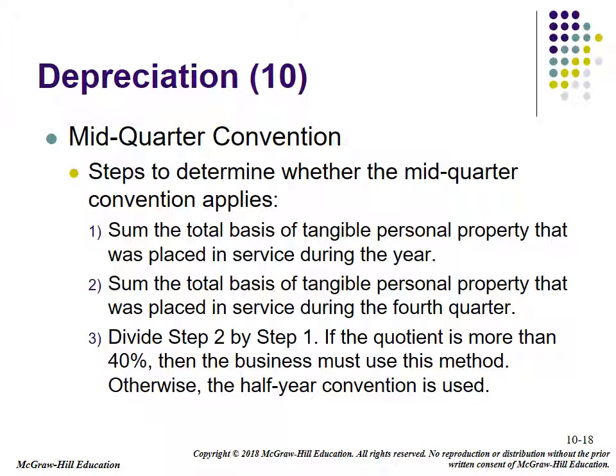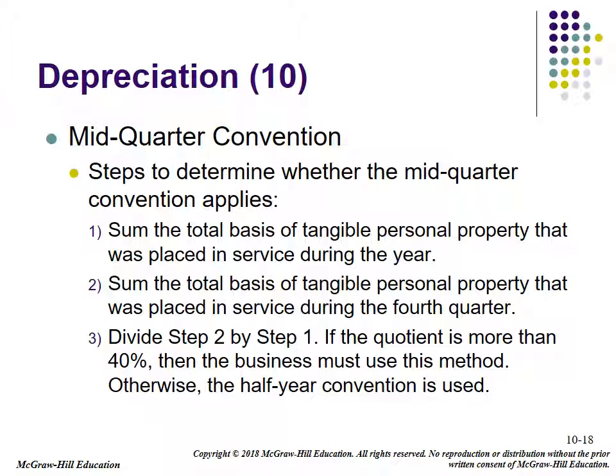Divide the total into the amount you purchased in the fourth quarter. If the answer is more than 40%, you cannot use half-year convention to depreciate the assets. You use what's called a mid-quarter convention. So if you buy more than 40% of your personal assets in that last quarter, you're not going to be able to take advantage of a full half year of depreciation. Instead, you're going to use the mid-quarter convention. And here's what that says.